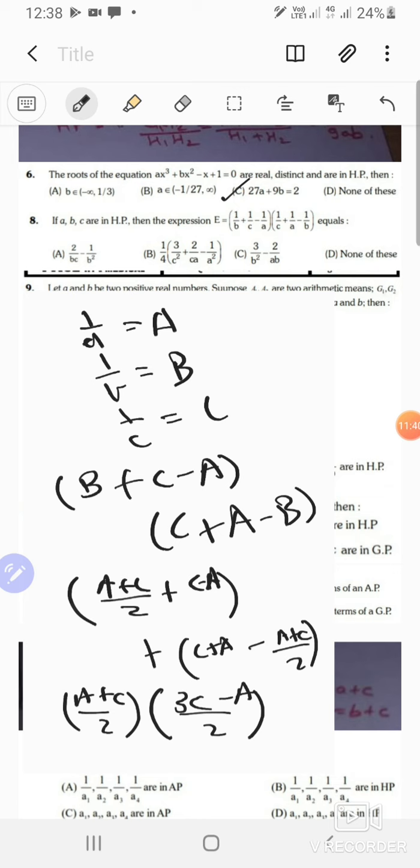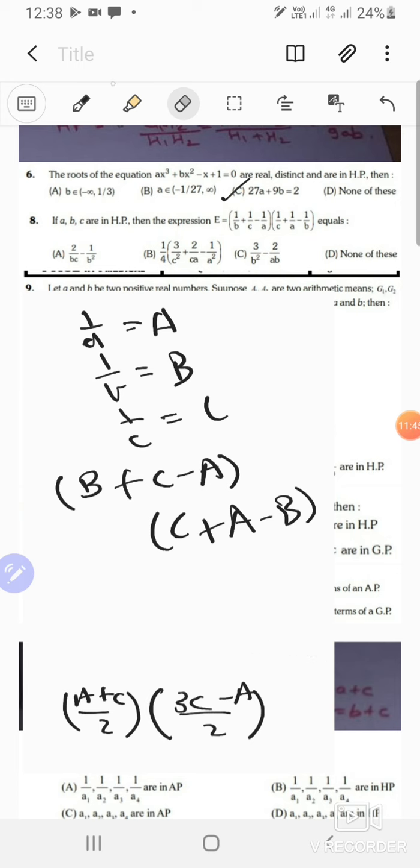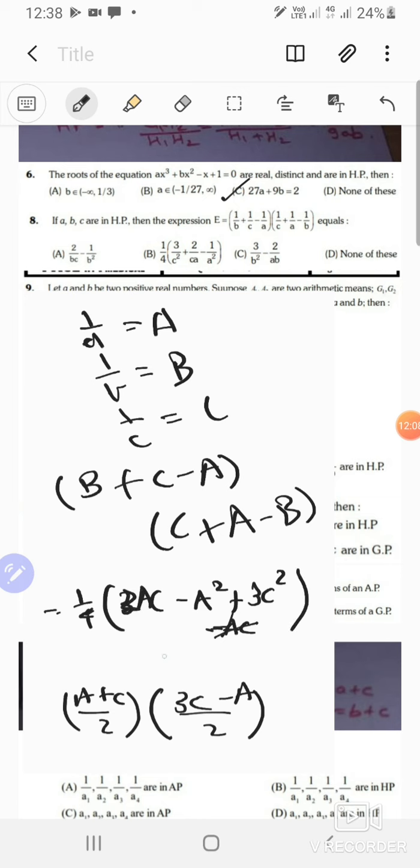That is going to be 1 by 4. Okay, so that is going to be 1 by 4 into, let's see, A plus C into that stuff. Well, that's going to be 3AC minus A squared plus 3C squared minus AC. Yeah, I think that should be it. So this becomes 2AC. Fine. So that's going to be 1 by 4 and then 2 upon AC.